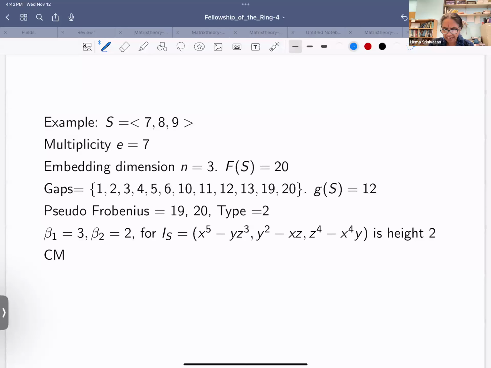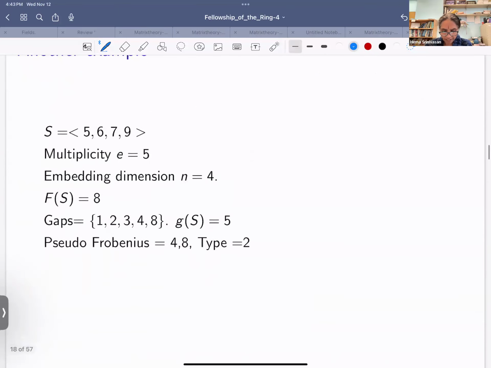If I took 13 and I add 7, I get 20 and it's not there. So these are the pseudo-Frobenius numbers. They are like the Frobenius number: if you add any of them, the result will be in the semigroup. The number of those is really the type. That's type 2. So it's another way, just looking at the numbers, to tell the type. And this is a very special case. We know it is height 2 Cohen-Macaulay. So beta 1 is 3 and beta 2 is 2.